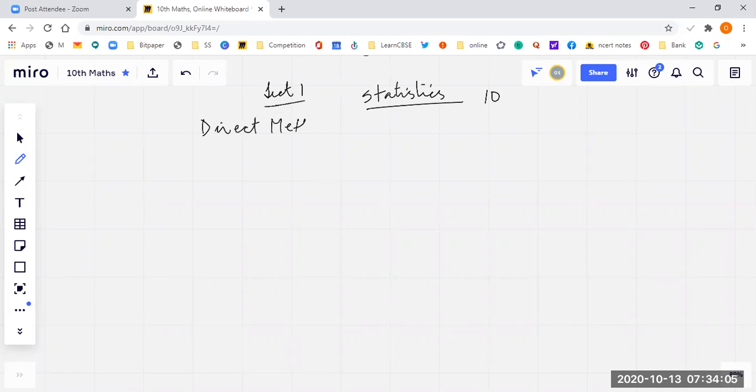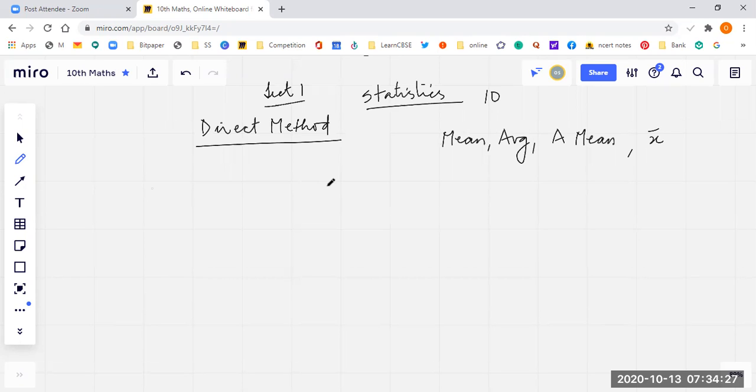We want to find out the mean. Call it mean, or you can call it average, or you can call it arithmetic mean. It all means the same thing, all represented by X bar. We want to find out the average of some data.